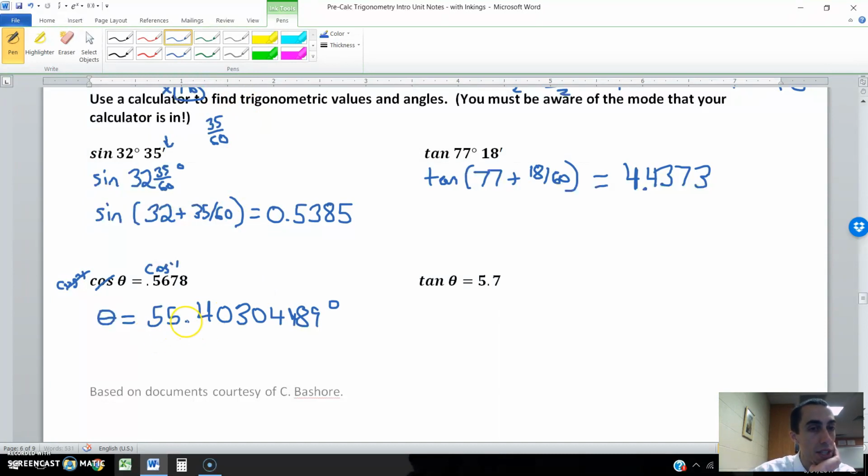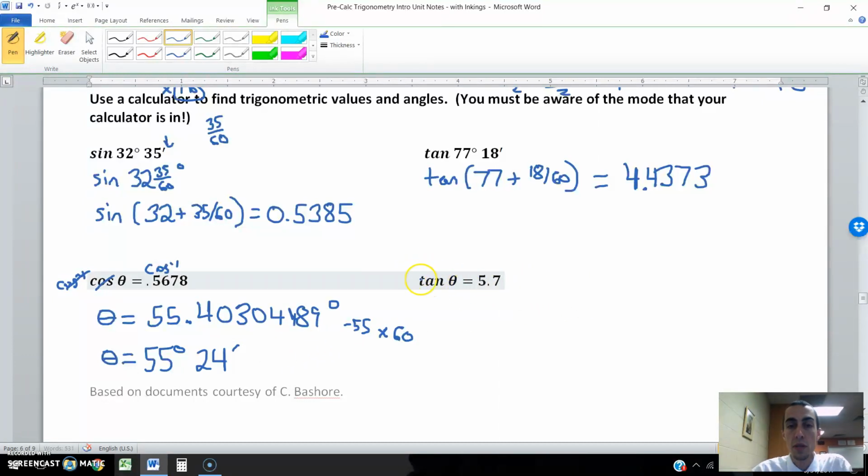Now let's change this into degrees and minutes. Here's how I would do that. Take what your calculator is showing to you and subtract 55 from it. That's going to leave you with just this decimal part, 0.403 and so forth. Then take that decimal and multiply it by 60, and that's going to give you your number of minutes. After doing all that, you'll have an angle of 55 degrees and, rounded to the nearest minute, 24 minutes.